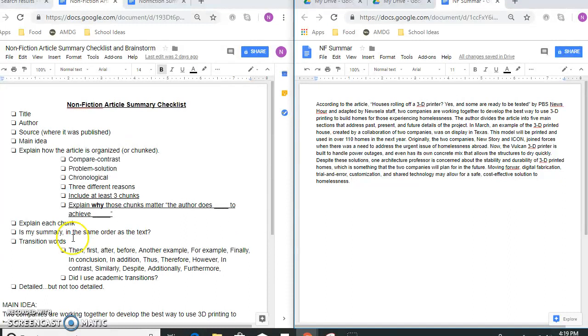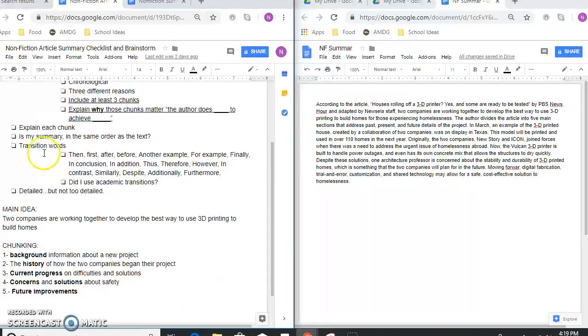But let's go over my checklist. Title: no author because there wasn't one specific for the article, but I do have the source. Main idea I included, and I explained how it's organized into generally the 5 sections and the general past, present, and future. Now I've explained each chunk. Is my summary in the same order as the text? Yes, I would say it is, so I'm good on that checkbox.